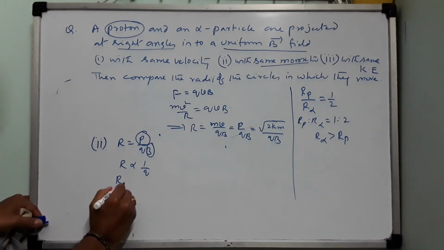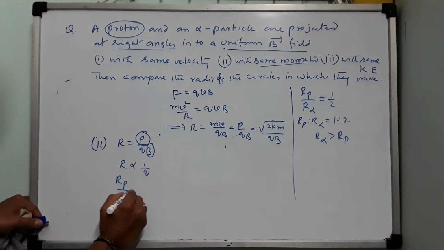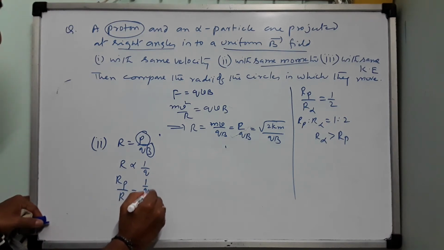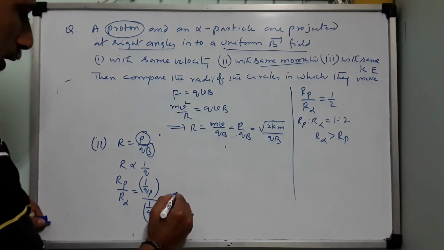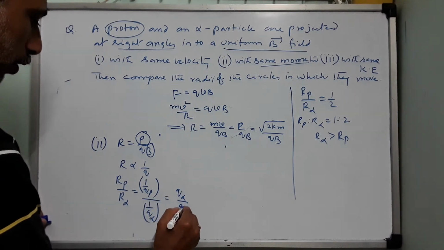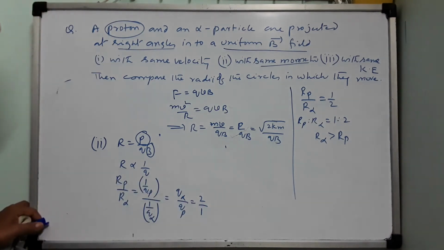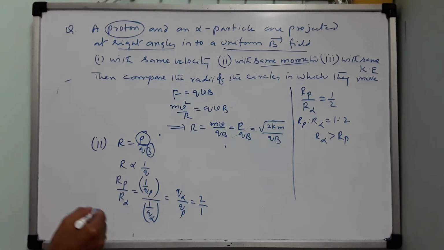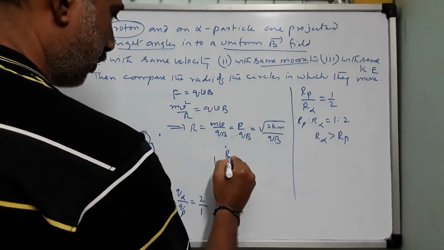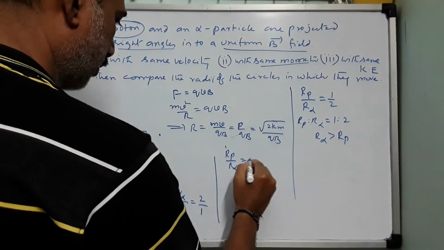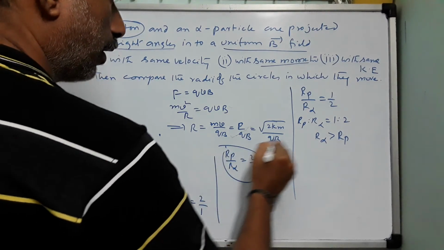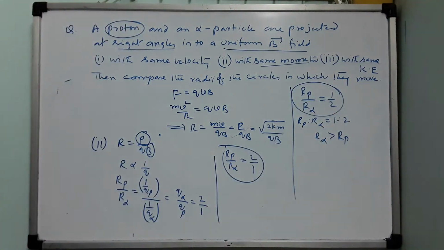So R proton divided by R alpha equals 1 by Q proton, whole divided by 1 by Q alpha. So this automatically will be reciprocated. So this is Q alpha divided by Q proton. Charge of alpha is 2 units, charge of proton is 1. Now observe, children, Rp by R alpha equals 2 by 1. Here, not Rp by R alpha is 1 by 2.